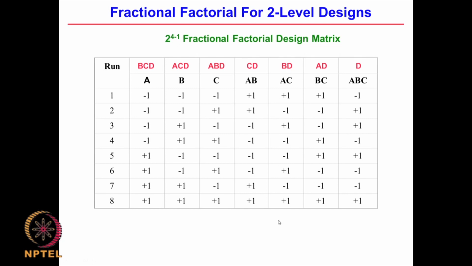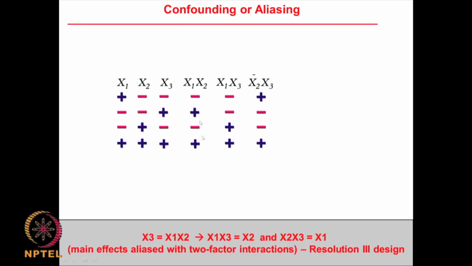So in a resolution 4 design, 2 factor interactions are confounded, and main effects are confounded with the 3 factor interaction, whereas in a resolution 3 design the main effects are confounded with the 2 factor interaction, and a resolution 3 design is not a good idea to derive.